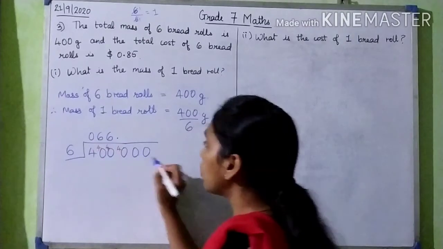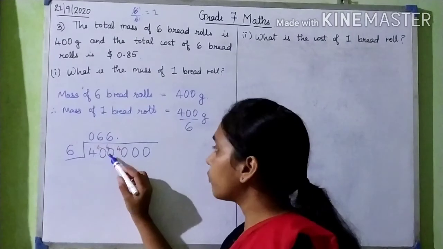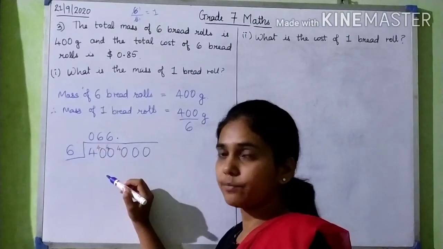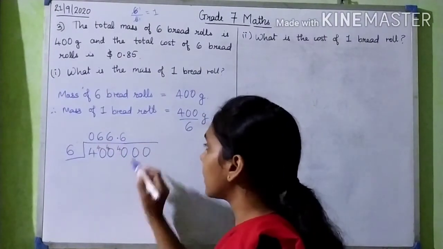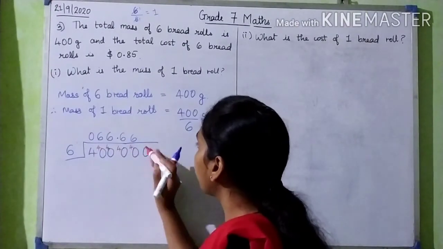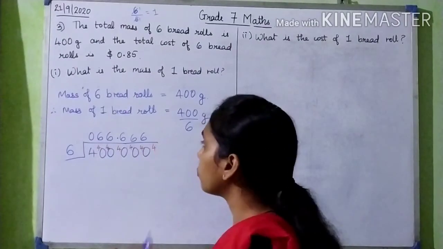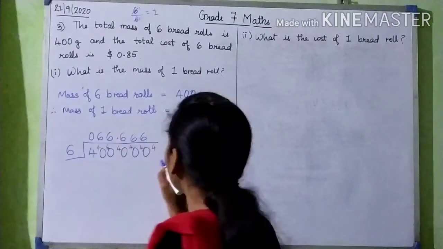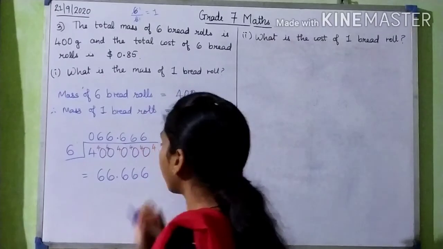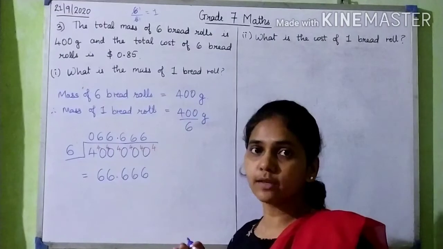So again this will go on repeating because 6 6 are 36 only we are going to get, and from 40 if you minus 36 we will always get 4 which will be carried. Again 6 6 are 36, 4 is carried, again 6 6 are 36, 4 is carried. But we want only 3 digits after the decimal point, so we stop here. So we have got 66.666. Now this will go on continuing, but we have stopped with 3 digits.